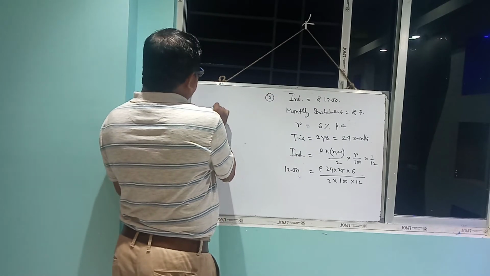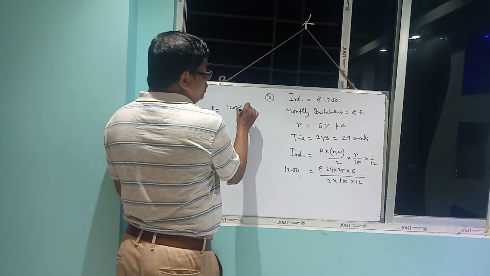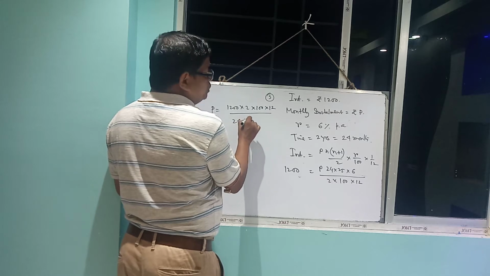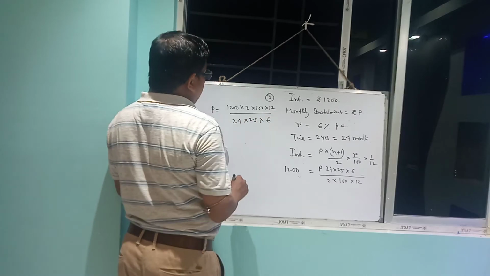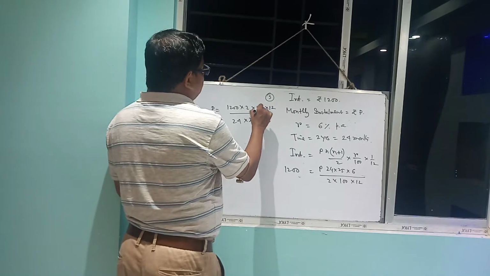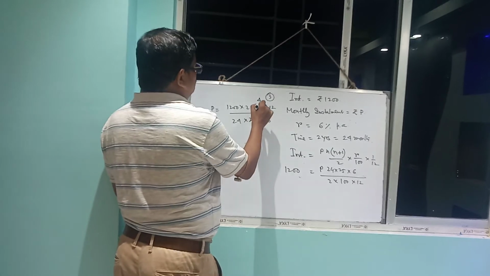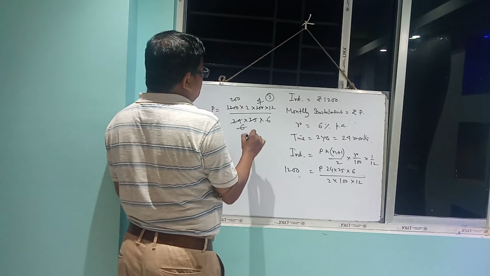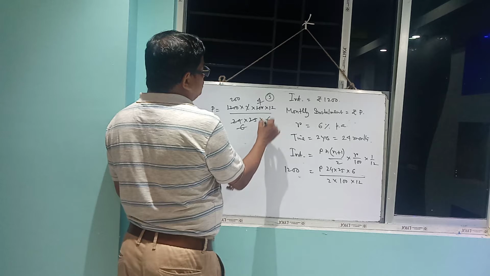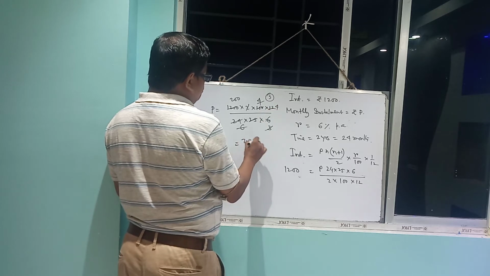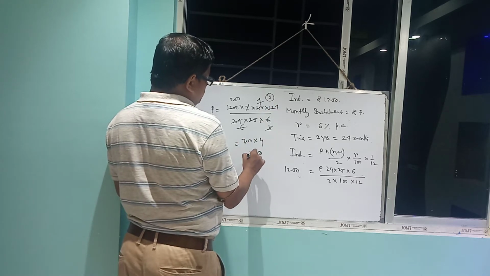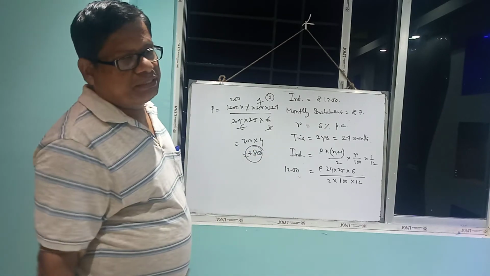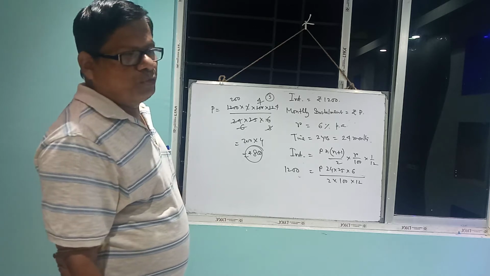So write P equal to 1200 into 2 into 100 into 12 by 24 into 25 into 6. Simplifying, we get 200, and 200 into 4 is 800. So 800 is the principal monthly installment.